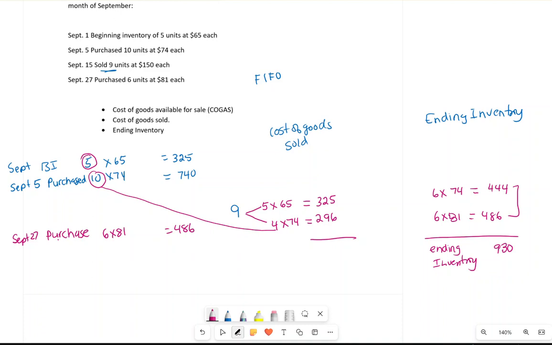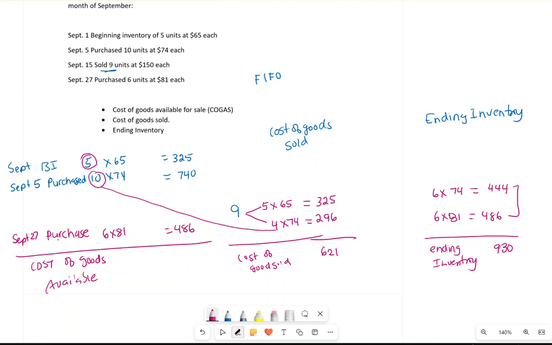And this is my, that is my cost of goods sold. And what is this called? This is called cost of goods available for sale. Available for sale minus your cost of goods sold equal to your ending inventory. So if I add up all the numbers together, that will give me the purchases.